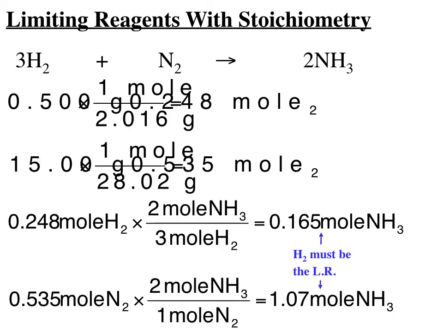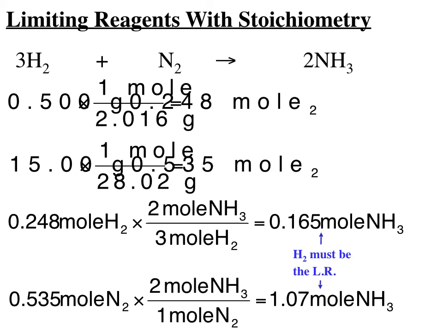So first I'm going to take my mass of the two reactants, find their molar masses, and convert the mass into moles so I can use the balanced equation to compare, from the stoichiometry, which is the limiting reagent. So I find 0.248 moles of H2, 0.535 moles of N2. Now to determine which is the limiting reagent, I'm going to find stoichiometrically how much product each reactant can form if that total reactant is completely consumed during the formation of product.